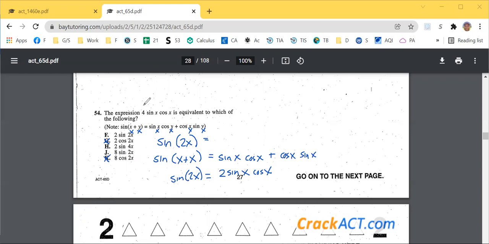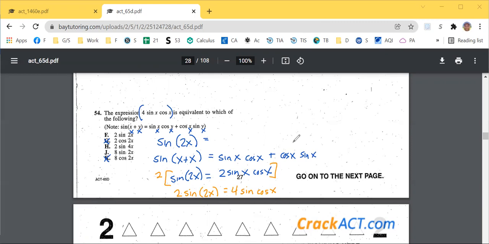Okay, they're looking for 4 sine x cosine x. I have 2 sine x cosine x. And so I'll just multiply both sides by 2. And we get the thing that they're asking for.